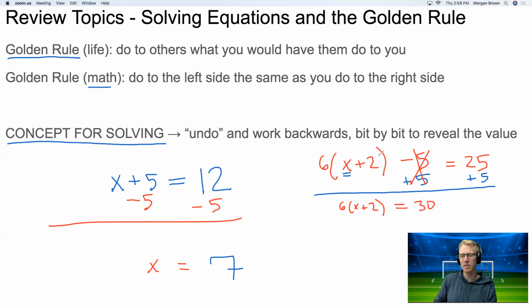So what I'm saying is I had some value. When I subtracted 5 from it, I got 25. So before I subtracted 5 from it, it must have been a 30. I think that makes sense. I hope that makes sense.